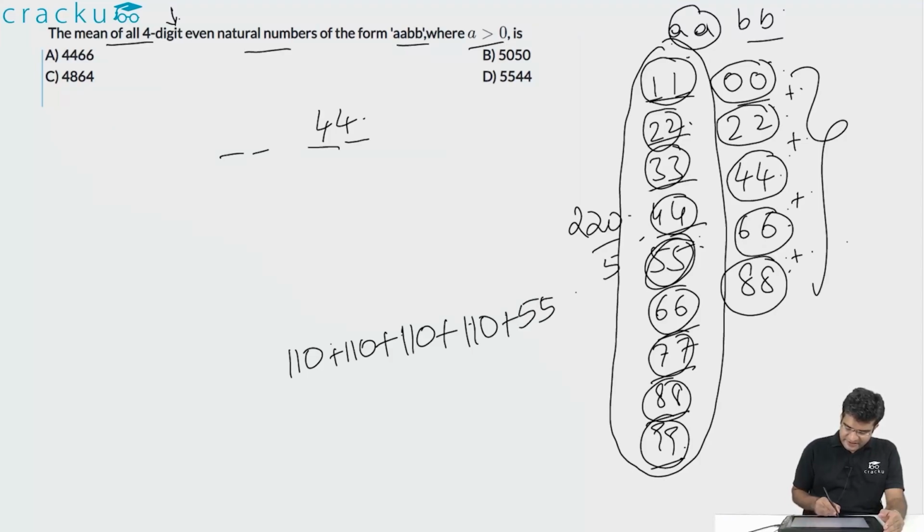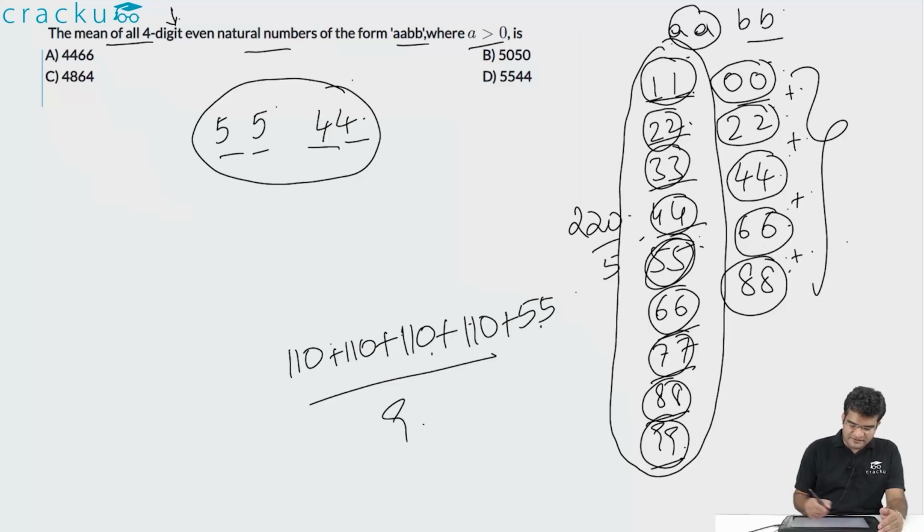And 55 divided by how many such numbers are there? There are 9 such numbers. If you sum them up, this is equal to 440 plus 55, that is 495, divided by 9, that is equal to 55. So the average of all such numbers will be equal to 5544. So the correct answer will be option D.